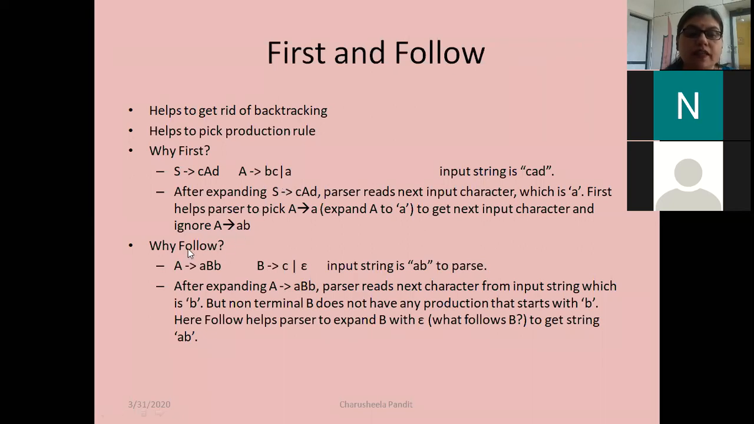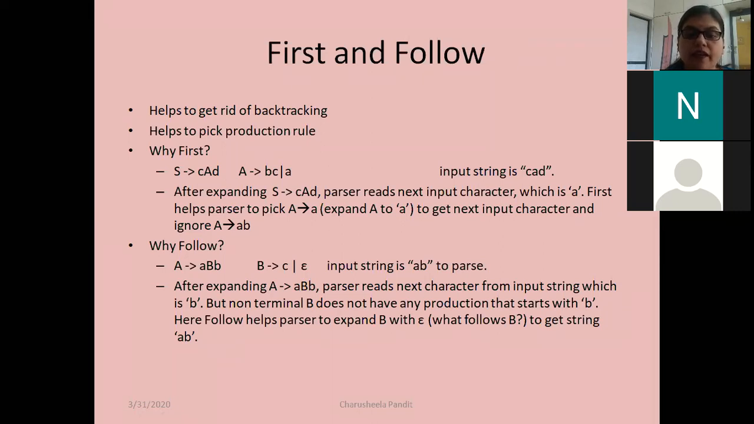Then consider the case of why we need to compute the follow. If we have a production A produces AB, and B produces either b or epsilon, and we have an input string as ab, we need to expand this to get the input string ab. Now, after expanding A to AB, the next is a non-terminal B. So the non-terminal B will get expanded either to b or to epsilon.